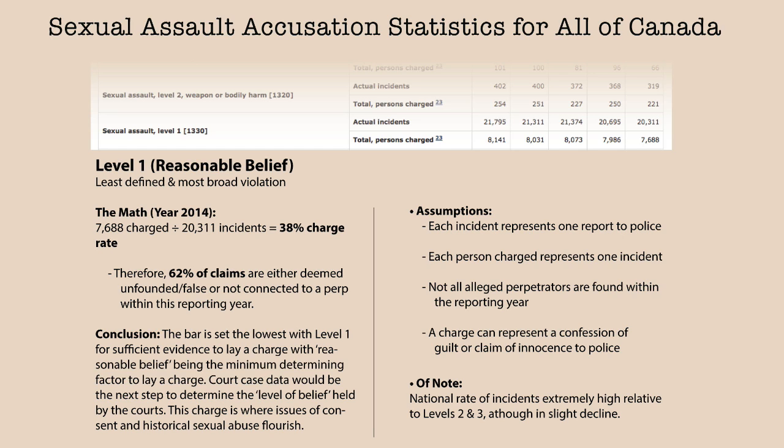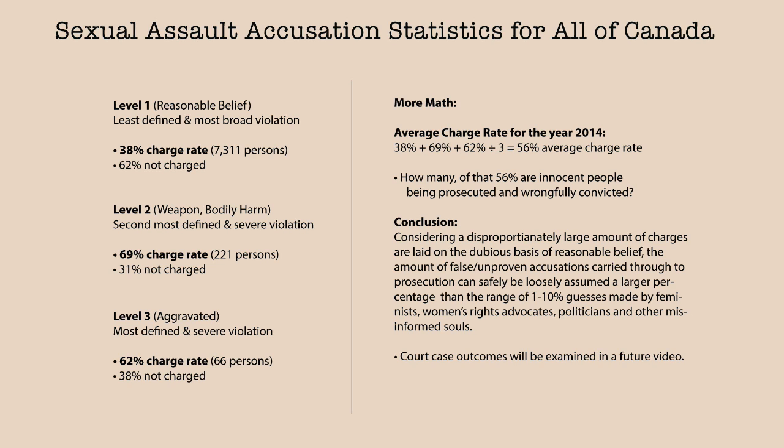To sum up all 3 of these levels of sexual assault, each one constitutes a fraction of a percentage of our population. Keep that in mind. So to sum everything up, I've laid it all out simply here. Level 1, reasonable belief, least defined and most broad violation, equals 38% of the charge rate. 7,311 persons charged. Level 2, weapon, bodily harm, the second most defined and severe violation. 69% charge rate, 221 persons charged. Level 3, aggravated sexual assault, the most defined and severe violation. 62% charge rate, 66 persons charged.